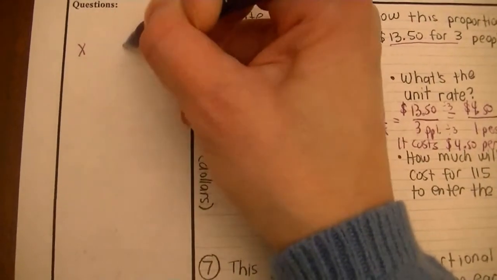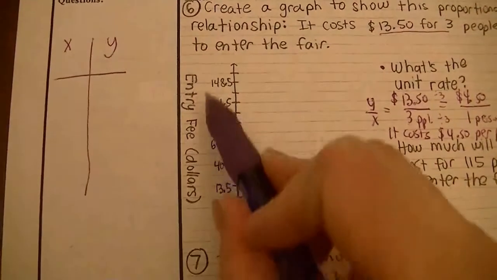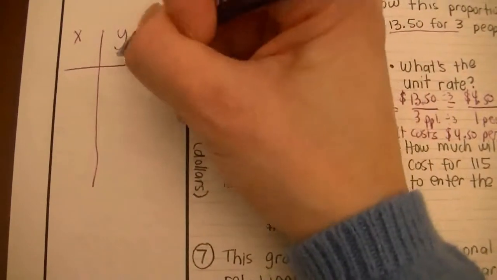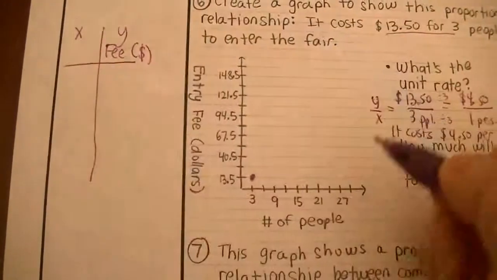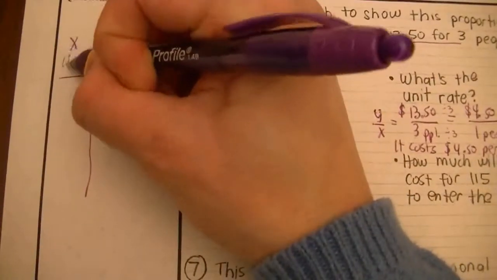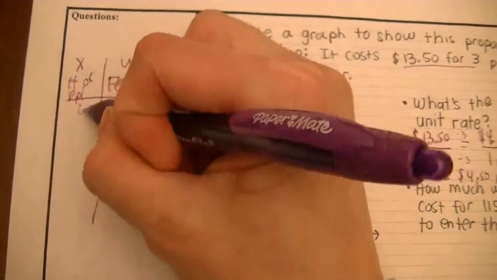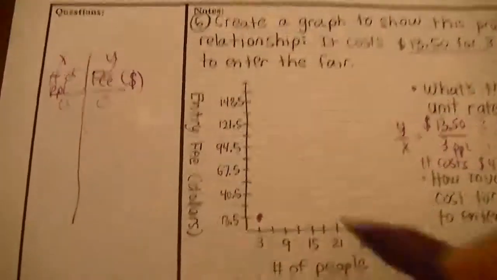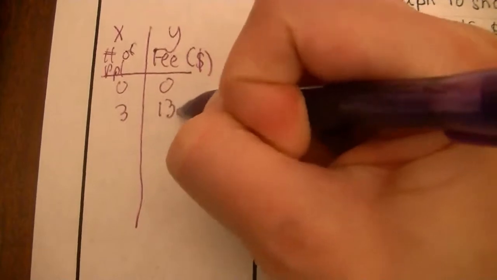So x is the independent variable, y is the dependent variable. y is the fee in dollars, because the fee depends on how many people there are. So that's why y is dependent. Independent is the number of people who enter the fair, okay? So if 0 people enter the fair, there would be no fee for them. All right, so there's 3 people entering the fair, that would be $13.50.